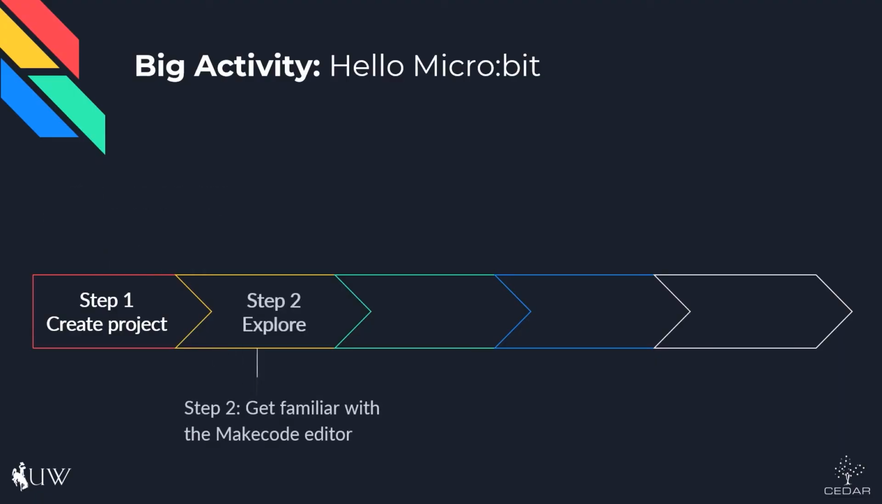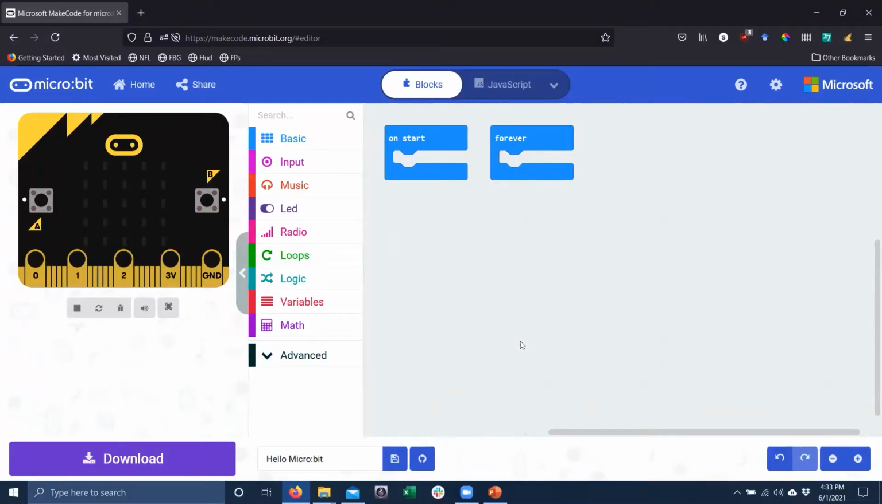Step 2. Getting familiar with the MakeCode editor. The microbit can be programmed using a block-based programming language. You should be on a page that looks like this. It has 2 blocks, the onStart and the forever block. We're going to use these and other blocks to tell our microbit what to do.